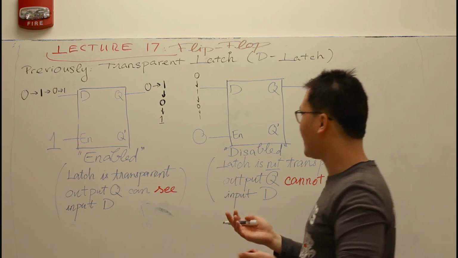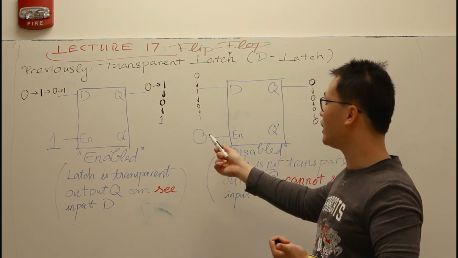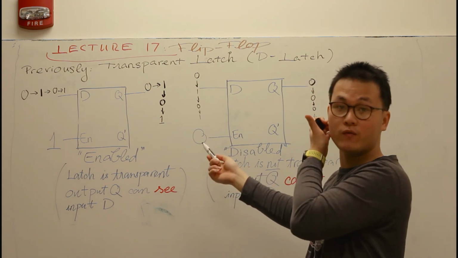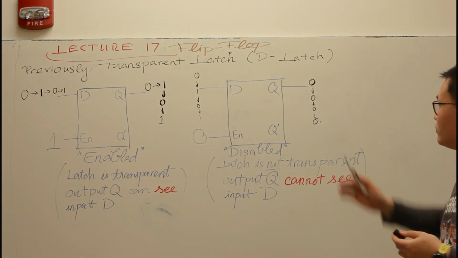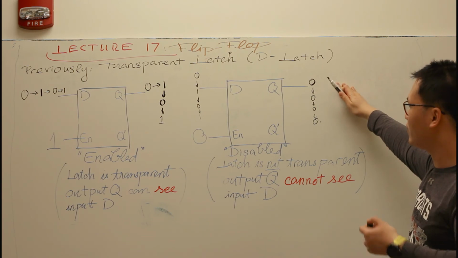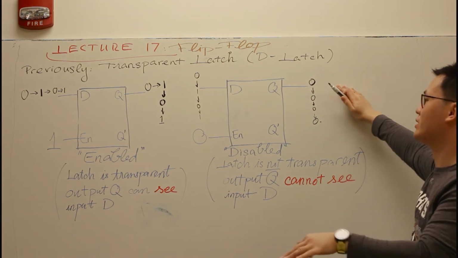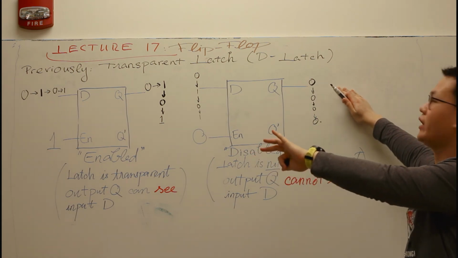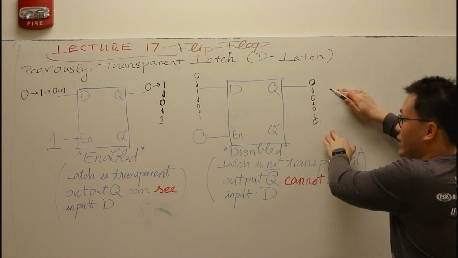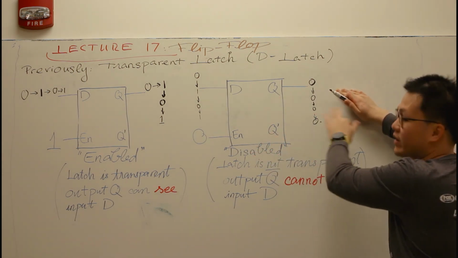So you can see that if you put a 0 on the enable pin of the D latch, the output Q is not sensitive. It cannot see the change of the input D. It always stays the same. It's always the previous state.